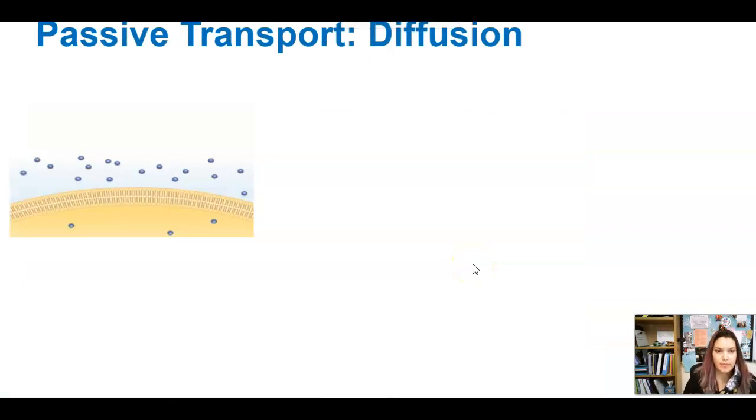Okay, so passive transport is what we mean when we say diffusion. Diffusion is just the tendency of a concentrated area of particles to want to spread out. So you can see how it works in cells.